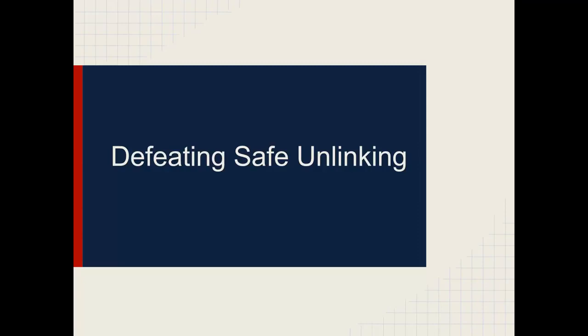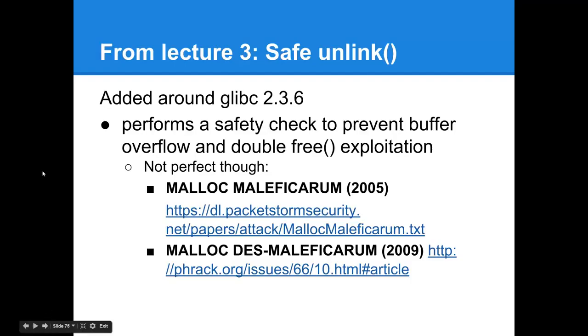Now let's discuss how to defeat the safe unlinking technique that was introduced to mitigate this style of exploitation on the heap. In glibc version 2.3.6, they introduced the safe unlink check that was designed to prevent exploits of buffer overflow and double free vulnerabilities from targeting the unlink macro, as we've already demonstrated. However, the community found out very early on that it was not perfect. The Malloc Maleficarum and follow-up article Malloc Des-Maleficarum, as I've linked here, are very good reads and demonstrate some bypass techniques to still target safe unlinking.